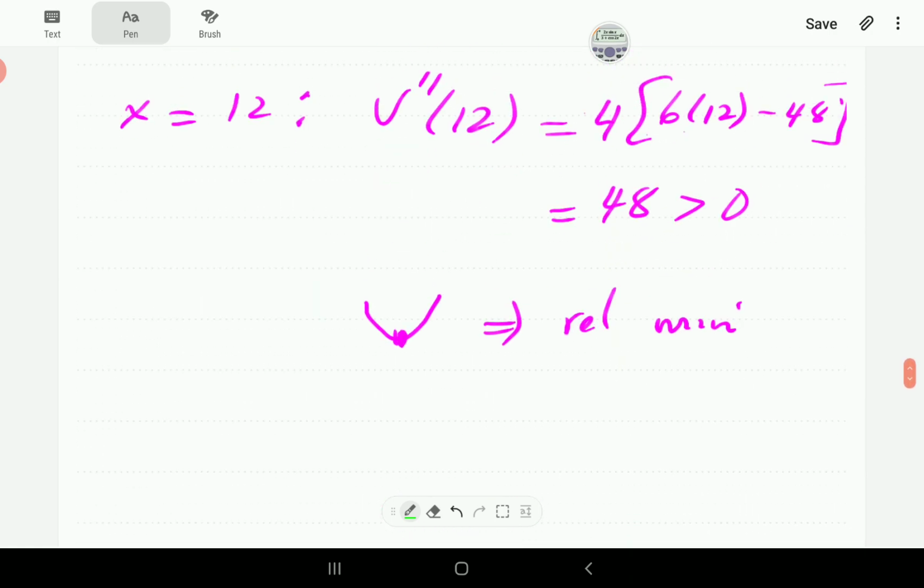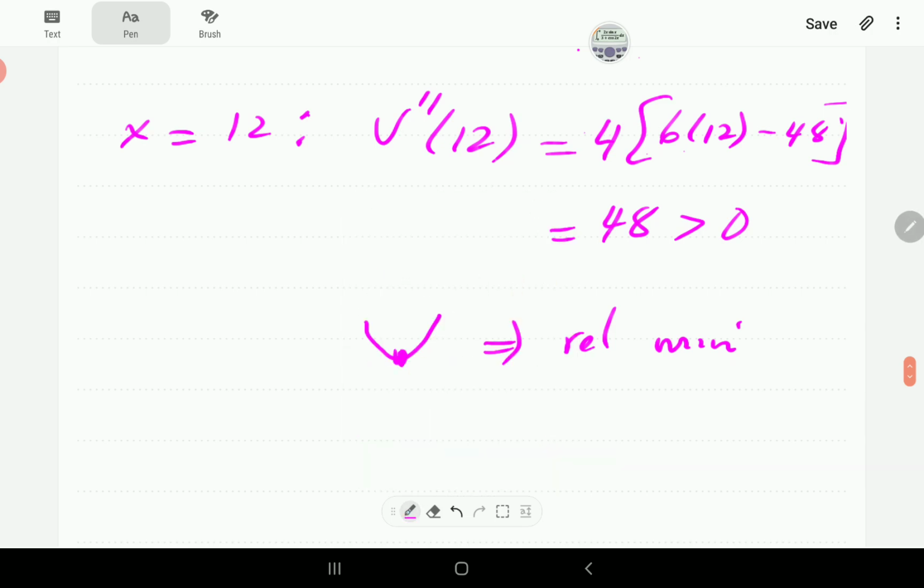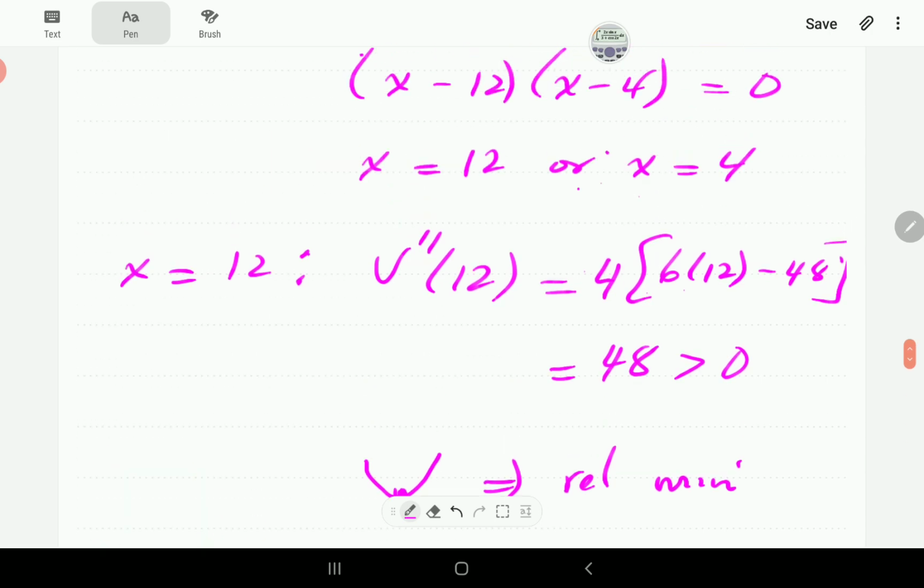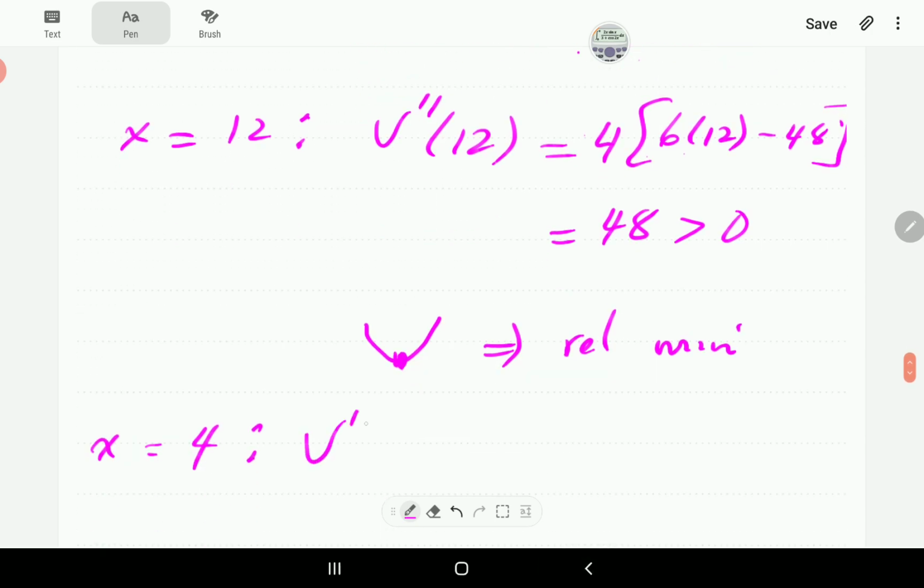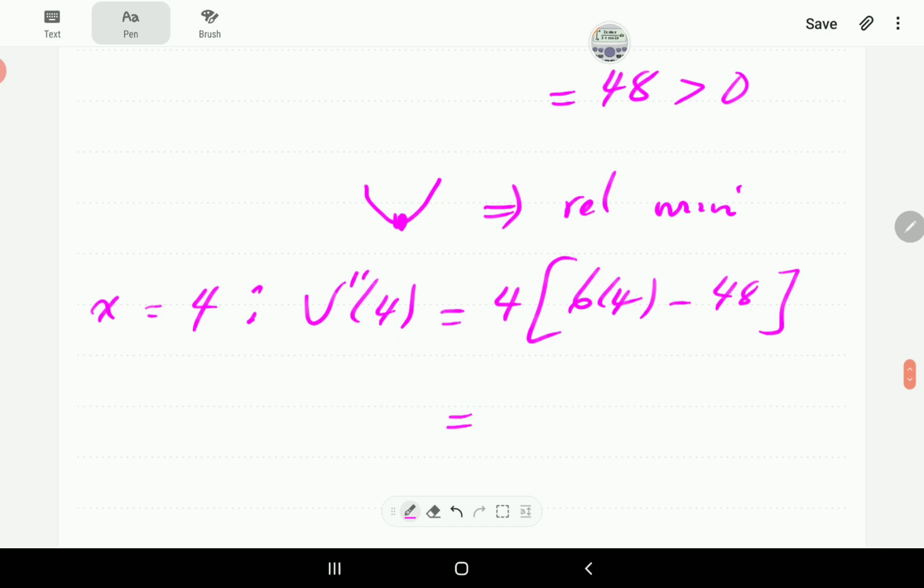Now let's check the other stationary point, which is x equals 4. So again we plug into the second order derivative, which is 4 into 6 times 4 minus 48 this time. So this is 24 minus 48, which is minus 24, times 4.